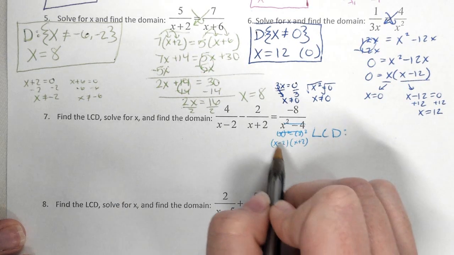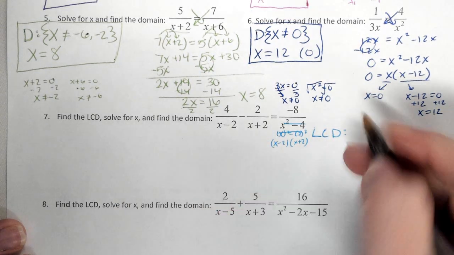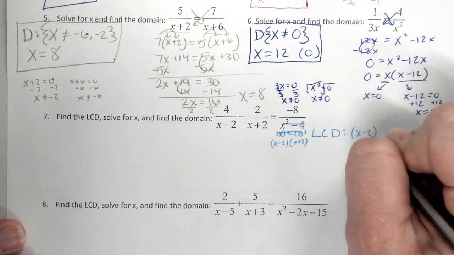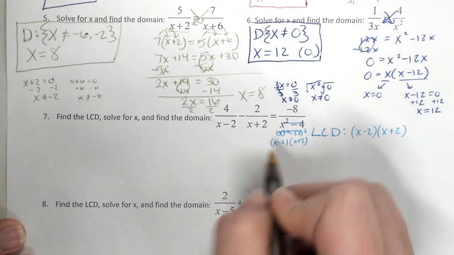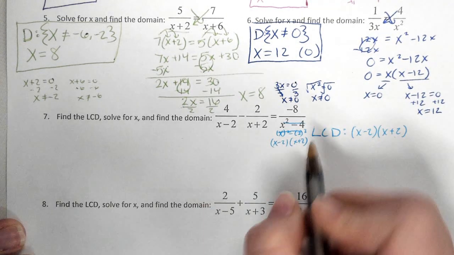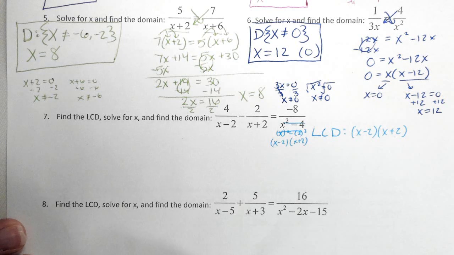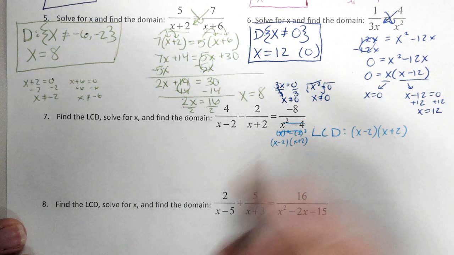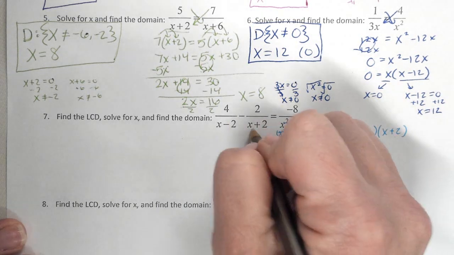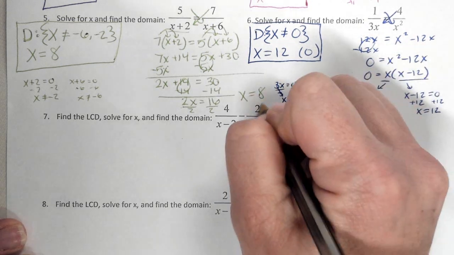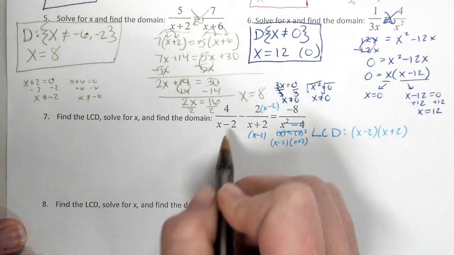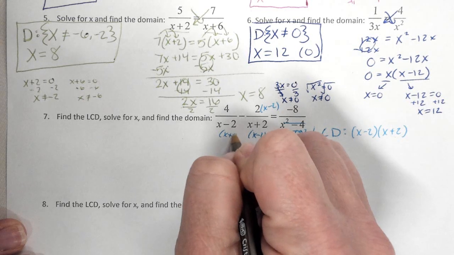Well, this has an x plus 2. This has an x minus 2, so my LCD is going to be x minus 2, x plus 2. So I need to make all of my denominators look like that. Well, this one already does, so I don't change anything. Not on top, not on bottom. This one has x plus 2. It needs the x minus 2, so I multiply on bottom x minus 2 and top x minus 2. This one has x minus 2. It needs the x plus 2, top and bottom.